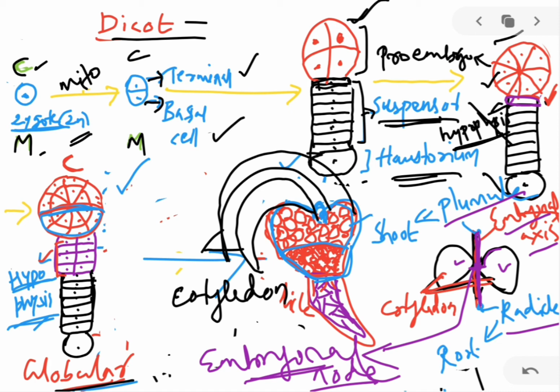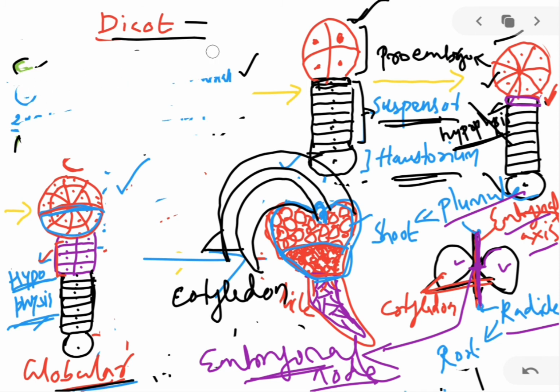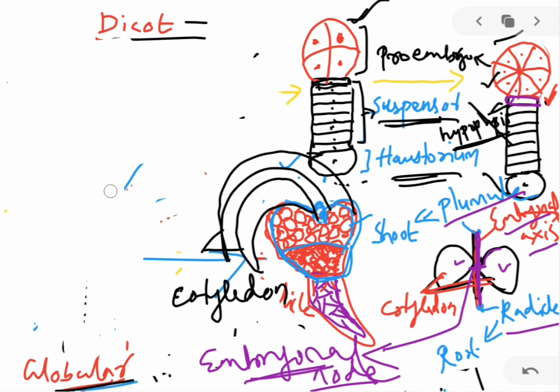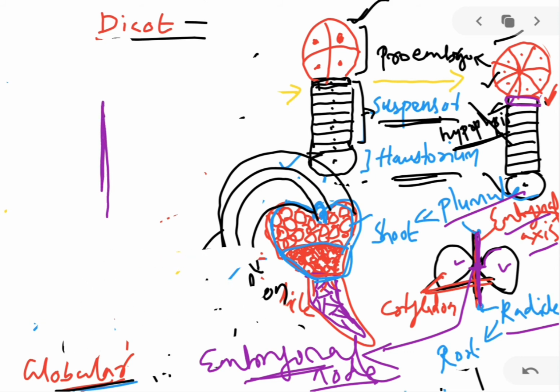Now, let me clean this entire area so that we can once again go through that entire structure. Please understand, I am not repeating this particular thing again. If you have any doubt, you have to repeat and watch this video. Now, this is the embryonal axis, this entire structure. What is it made up of? The top is called plumule and the lowermost portion is the radicle.